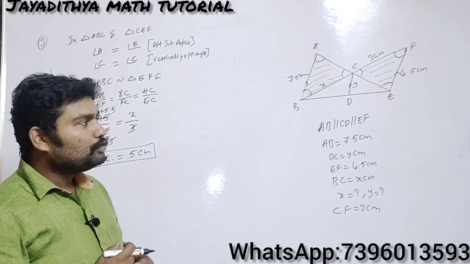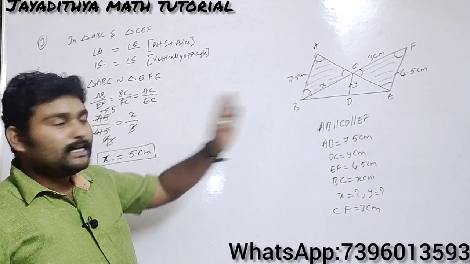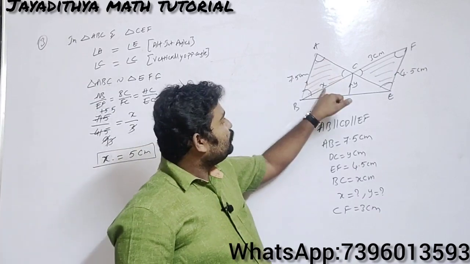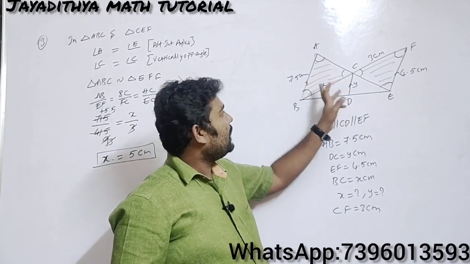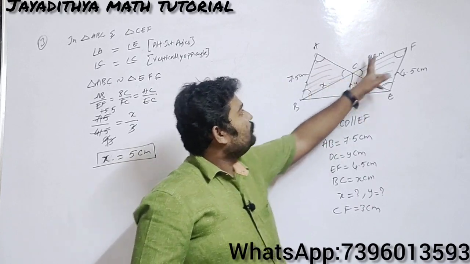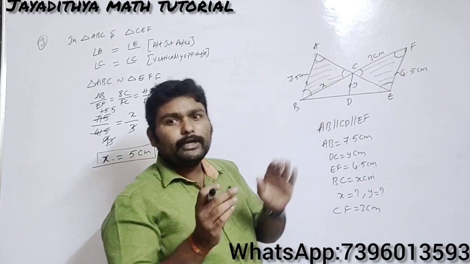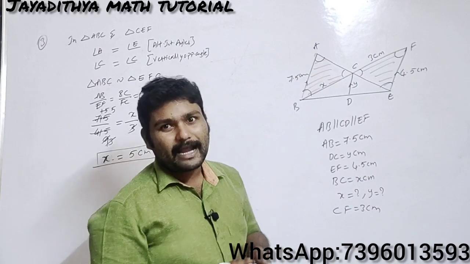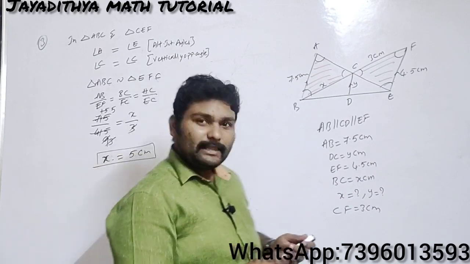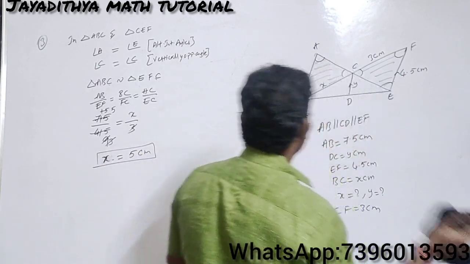After that, what should I do now? Right now, observe the figure once again. Here you have X and Y, and you have values of 3 and 4.5 here. So here you should use your brain. What triangles are to be taken? In this case I am going to take the other two triangles.